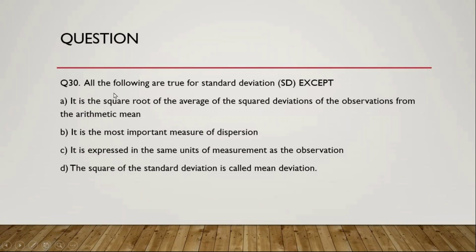Now the question is: all of the following are true for standard deviation except: it is the square root of the average of square deviation of the observation from the arithmetic mean; it is the most important measure of dispersion; it is expressed in the same unit of measurement as the observation; the square of the standard deviation is called mean deviation. So which of the following is false? Answer fast.